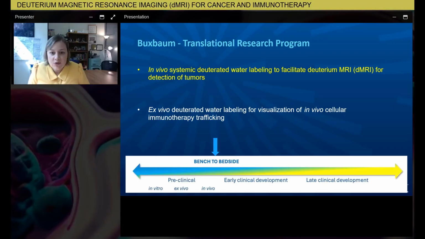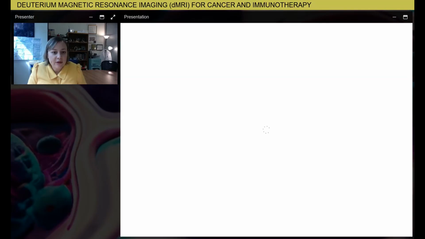So my translational research program is focused on many projects, but I will cover two of them today. All of them have to do with deuterium, and I will explain that in a second, but I wanted you to see where my research is really focused, and that's on bench-to-bedside translational research. So I'm at this interface of preclinical into early clinical development, and that's where my passion really lies, taking things from my own laboratory into early phase clinical trials. The first thing I'll talk about is using in vivo systemic deuterated water labeling to facilitate imaging of cancers. And then the second portion of my talk will focus on how we can use that in cellular immunotherapy.